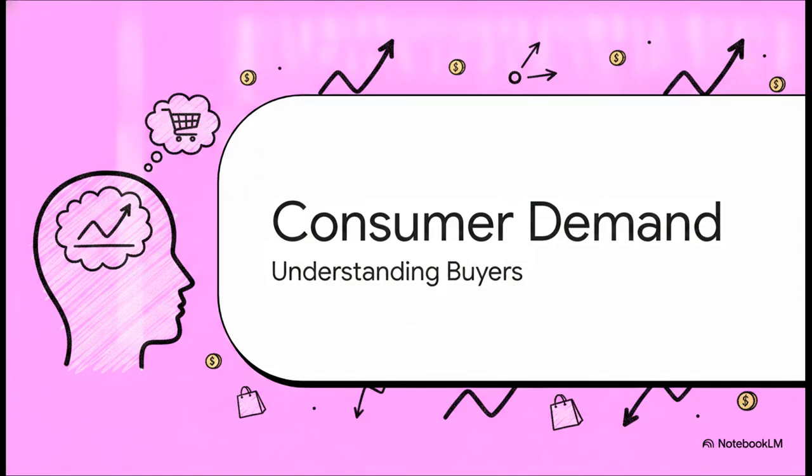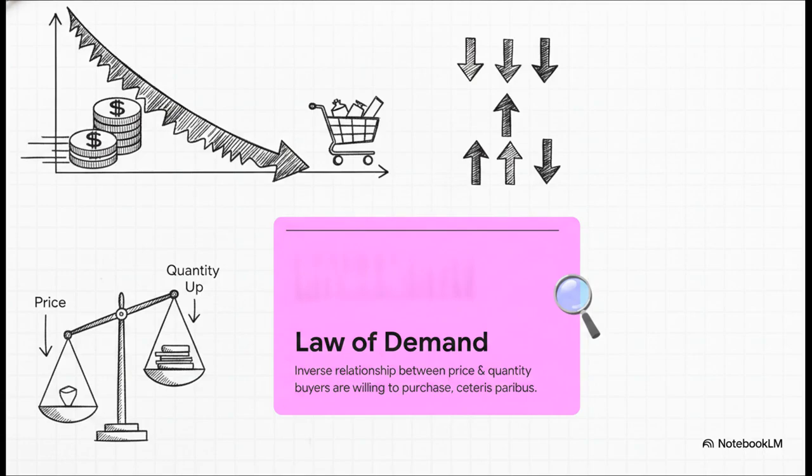All right, Section 1, Understanding Consumer Demand. To really grasp the whole market, we first have to understand the specific forces that make individual buyers tick. So, the law of demand establishes our foundational rule, right? It states there's an inverse relationship between price and quantity demanded, assuming literally all other factors remain constant, which is a condition economists call ceteris paribus. Simply put, as prices go down, the quantity that buyers demand goes up.